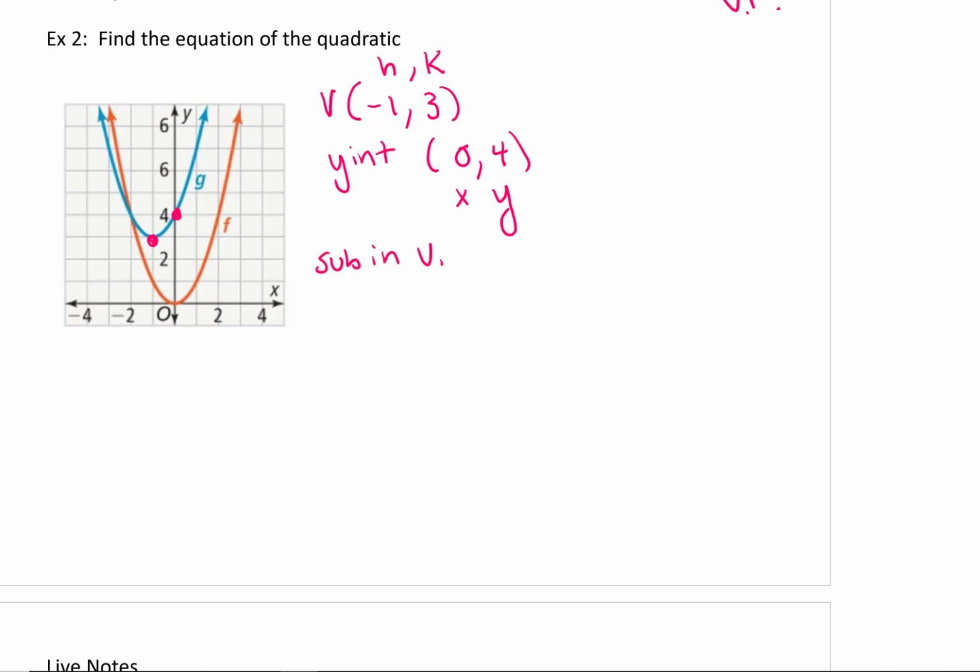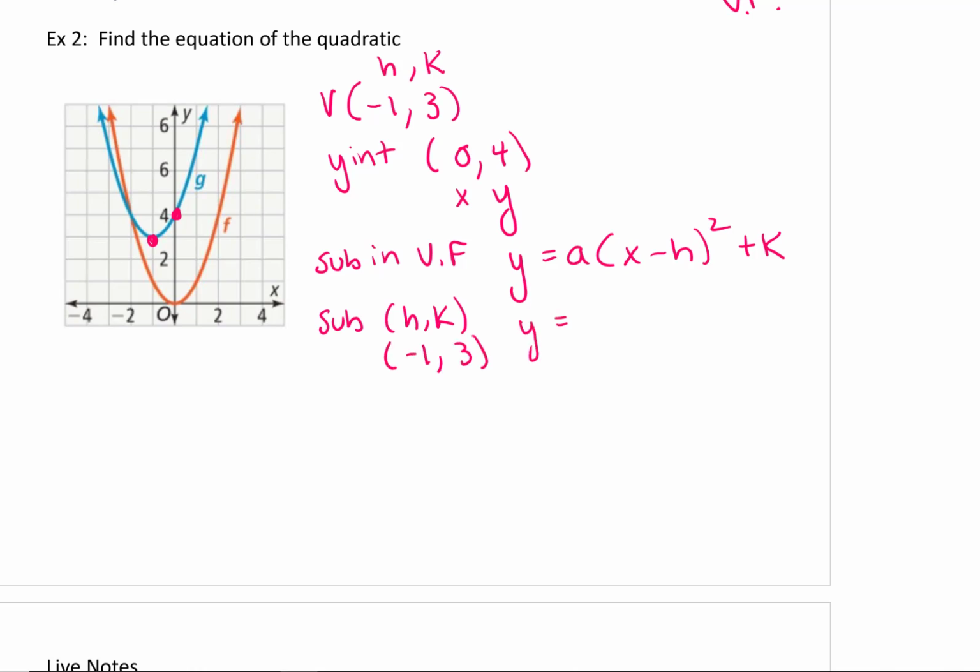So let's sub into vertex form. So y is equal to a, (x minus h) squared plus k. We're going to sub in our h and k, which is -1, 3. And simplify. Now notice that that simplifies to be a +1 on the inside, which makes sense because the graph is moving to the left by 1.